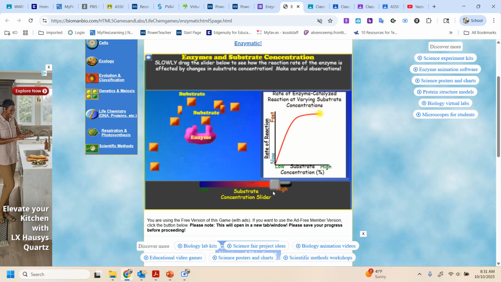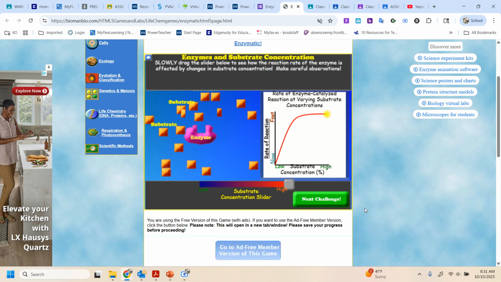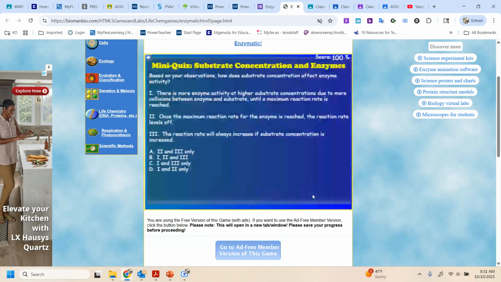But at some point, it's not going down. It's just kind of plateauing. So now I no longer am increasing the rate of the reaction, but it's not denatured. So there is more enzyme activity at higher substrate concentrations because there's more collisions until I reach this maximum rate. That's true. Once the maximum rate is reached, the reaction levels off.